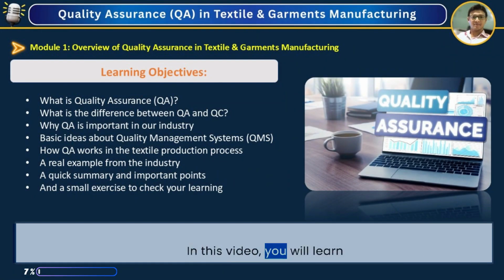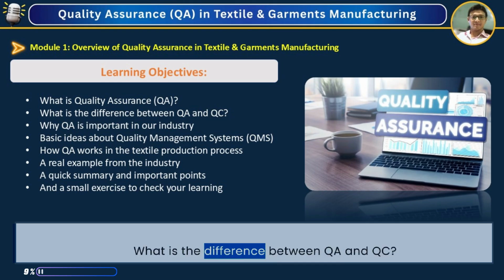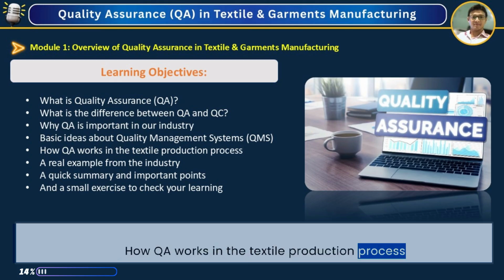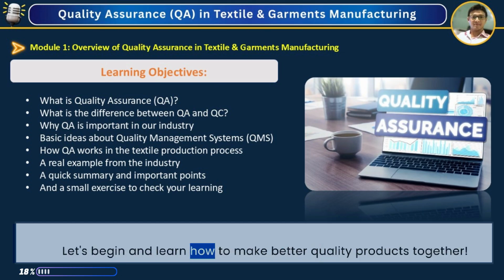In this video, you will learn what is quality assurance, what is the difference between QA and QC, why QA is important in our industry, basic ideas about quality management systems, how QA works in the textile production process, a real example from the industry, a quick summary and important points, and a small exercise to check your learning. Let's begin and learn how to make better quality products together.